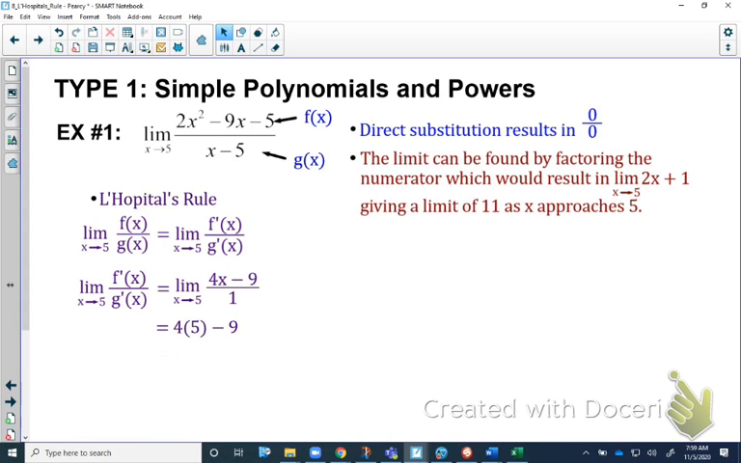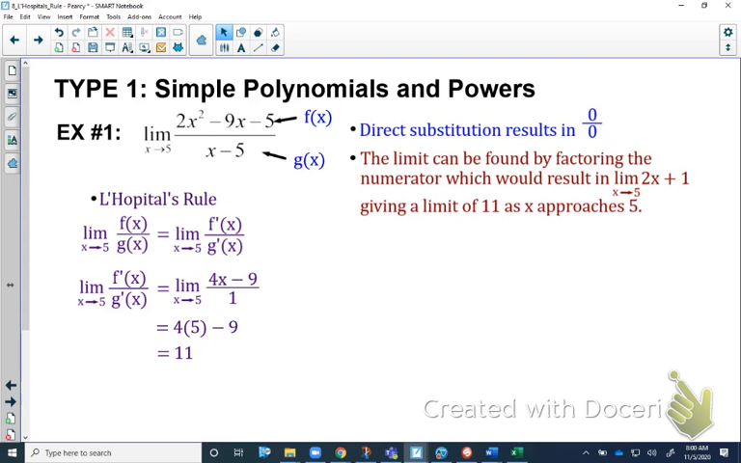So it's safe now to plug in the 5 into the expression, and 20 minus 9 gives you the 11 that we already knew it would be when we did the factoring that we had to practice earlier in calculus. So we get the same value either way, and that's exactly what L'Hopital's rule is allowing us to do.